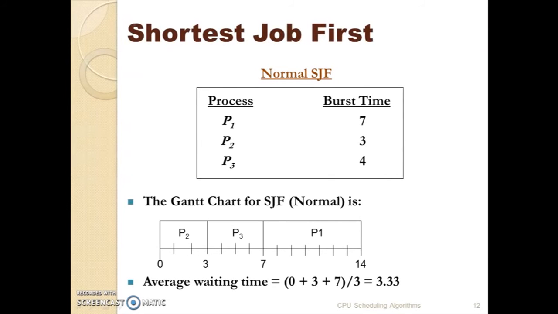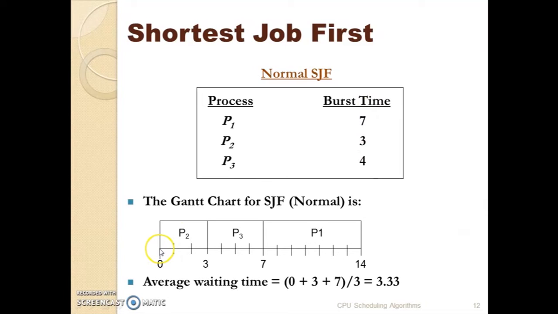Now the next algorithm is shortest job first. Let's see the example. As the name indicates, the process with the shortest burst time will be executed first. Now we are given processes in the order of P1, P2 and P3. But since this is shortest job first, the process with the shortest burst time will be executed first. In the diagram, if we see, P2 has the shortest burst time, followed by P3 and then P1.